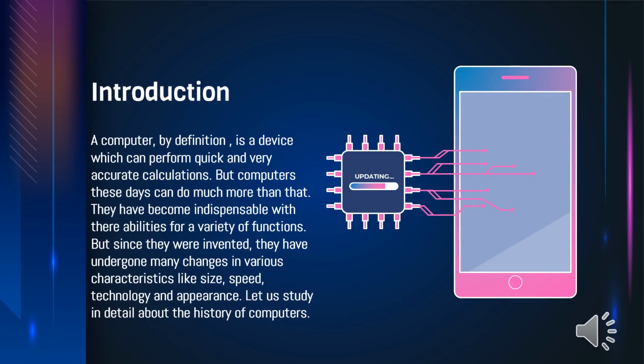General introduction to computers. A computer, by definition, is a device which can perform quick and very accurate calculations. But computers these days can do much more than that. They have become indispensable with their abilities for a variety of functions. But since they were invented, they have undergone many changes in various characteristics like size, speed, technology, and appearance. Let us study in detail about the history of computers.